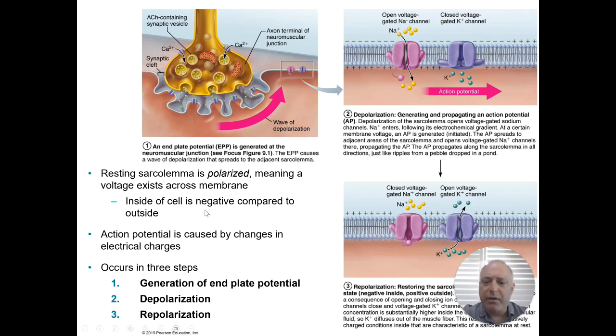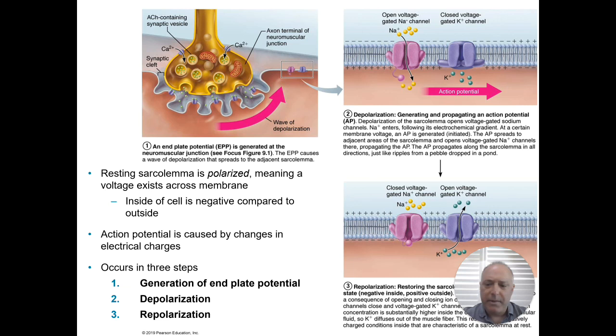So the resting sarcolemma is polarized, meaning that there's a voltage that exists across the membrane. Inside the cell is negative compared to outside the cell. So the action potential, which we haven't really talked about too much yet, is the change in ions that are going to allow these ion channels to open.